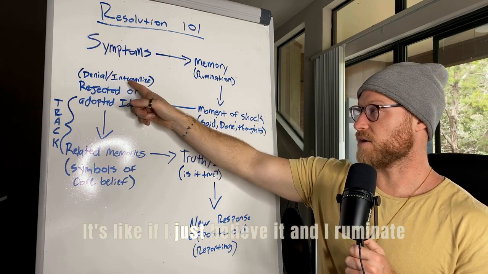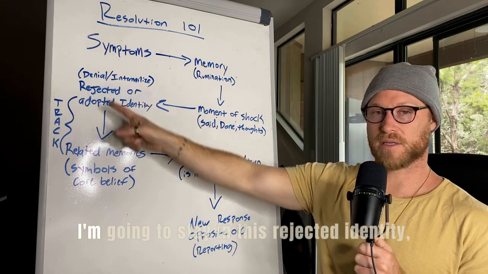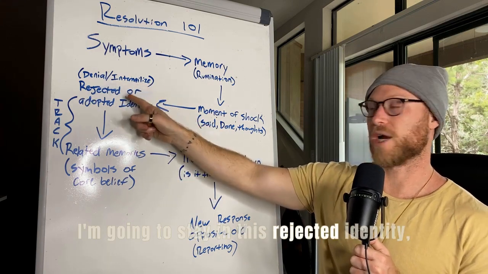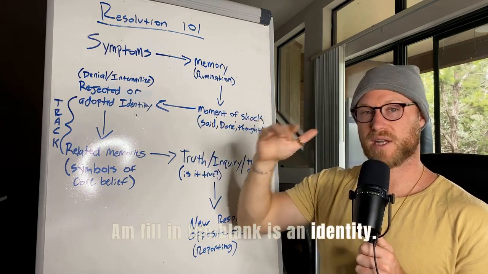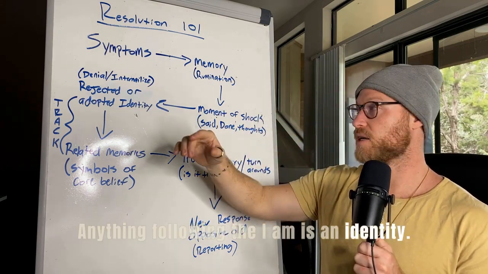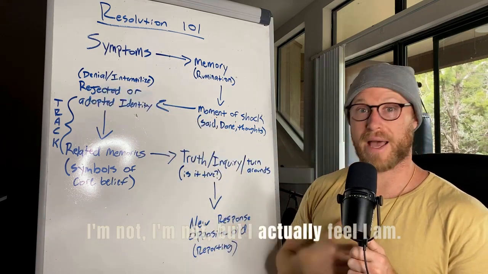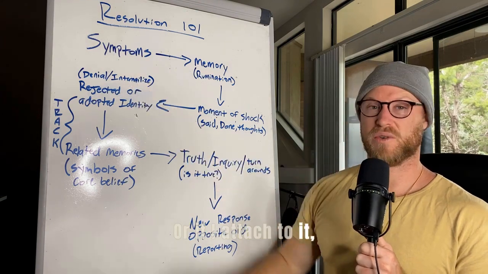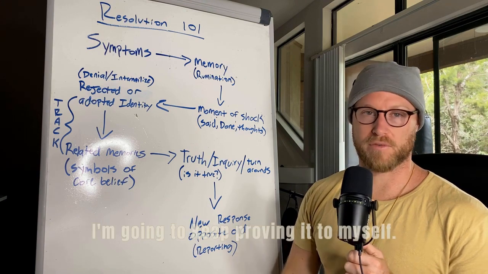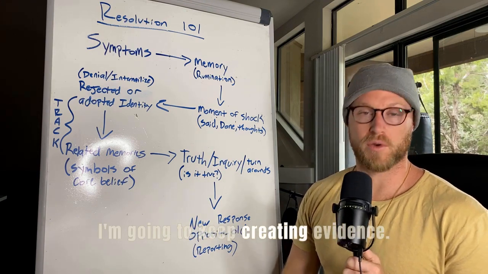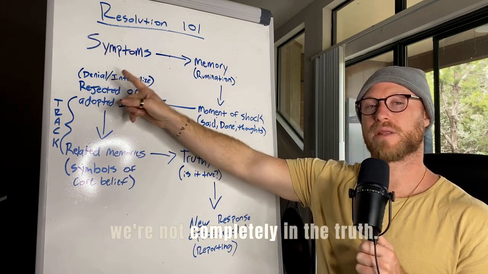It's like, if I just believe it and I ruminate, but I don't move past it, then yeah, I'm going to stay in this rejected identity. Because that's an identity. "I am, fill in the blank" is an identity. Anything following the "I am" is an identity. So if I resist and deny, "No, I'm not bad," but I actually feel I am, or if I attach to it, "I'm really bad, it's true, there's no way out," I'm going to keep proving it to myself, I'm going to keep creating evidence, then either way, we're not completely in the truth.